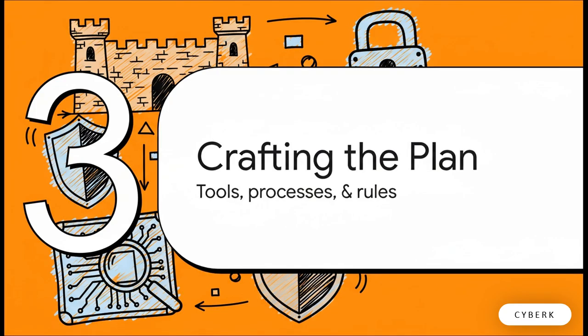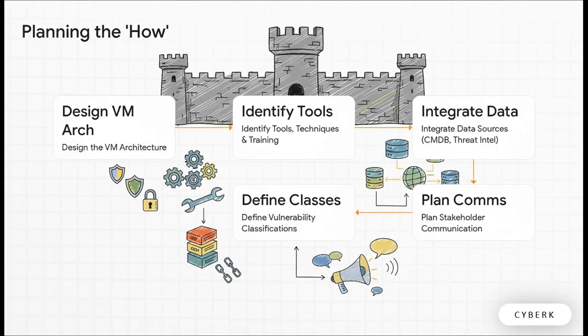All right, we've got the leadership's blessing. Our strategy is in place. Now we can finally move from the why to the how. It's time to draft the really detailed architectural plans for our fortress. So what does that look like? Well, it means designing the specific workflow, picking out your tools like scanners and analysis platforms, and plugging in crucial data sources. I'm talking about your internal asset inventory or maybe some external threat intelligence feeds. A solid communication plan is also key, and so is a crystal clear system for classifying the threats you uncover.